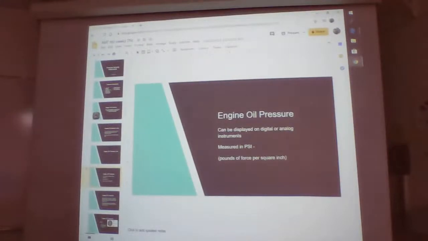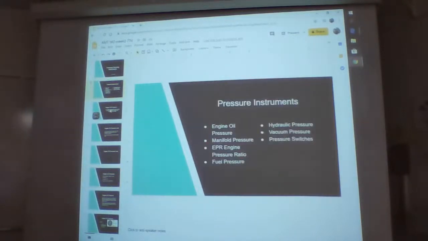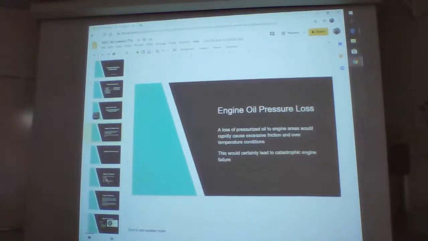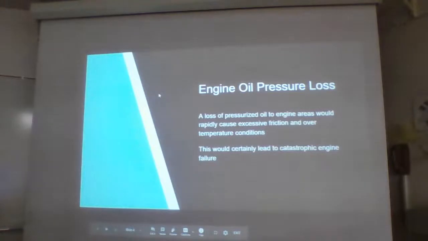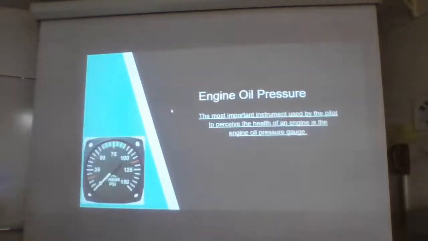Okay, so thank you, Robert, for the feedback about the red text. I did change that, and I'm glad you said something because I had other slides that had some red text in there just for the engine gauge markings. So I went ahead and changed those as well. So there's that slide again for anybody else that possibly couldn't see it. The most important instrument used by the pilot to perceive the health of an engine is the engine oil pressure gauge.